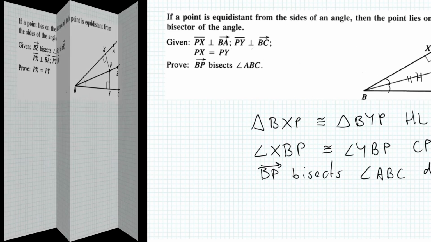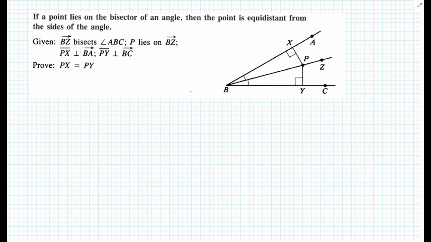Well, let's look at that. So the converse of the statement is: if a point lies on the bisector of an angle, then the point is equidistant from the sides of the angle. So again, now we know that ray BZ bisects angle ABC, and we also know that P lies on ray BZ. We also know that PX is perpendicular to ray BA and segment PY is perpendicular to ray BC. Again, because here we're talking about distance, right? Distance is always perpendicular by definition.